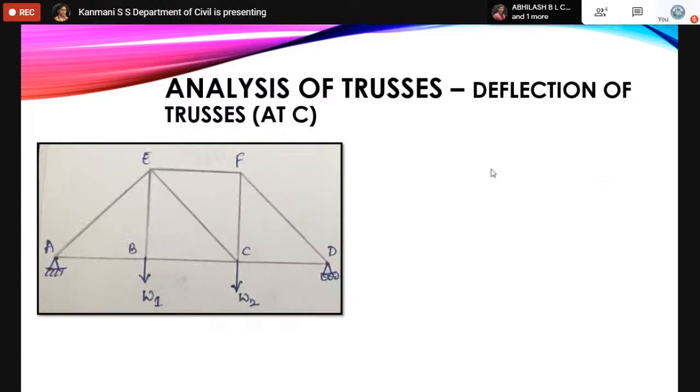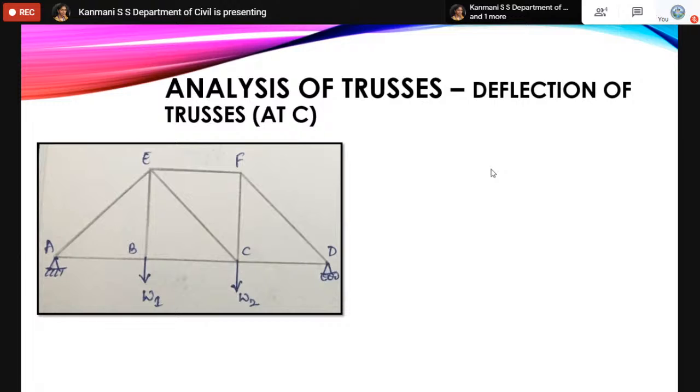Now I have taken one small example to show you that. Say, for example, you have a truss like this where the loads are W1 and W2. If they ask for the deflection at joint C, the analysis is very simple. We put the loads W1, W2 and find the member forces. We call these the forces due to external loads, the P forces.